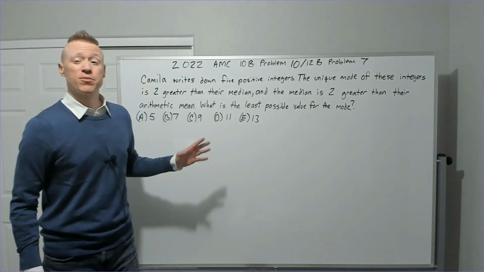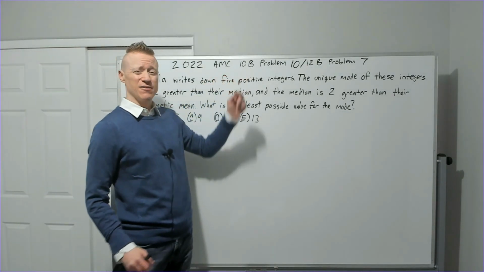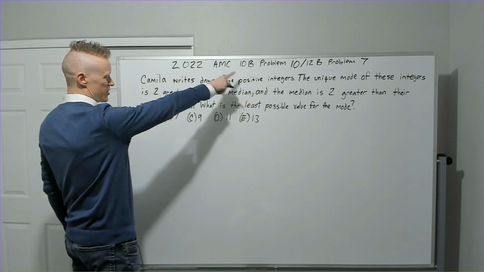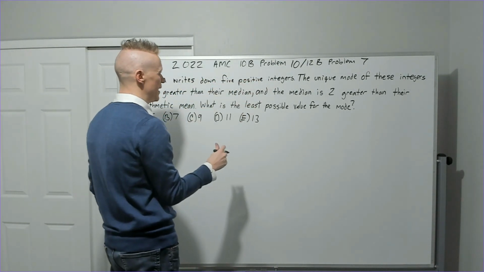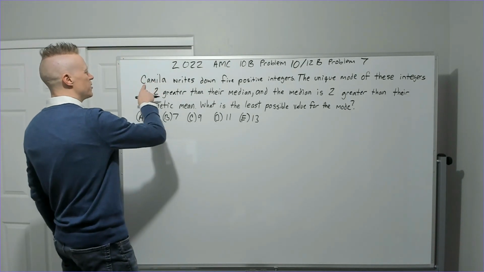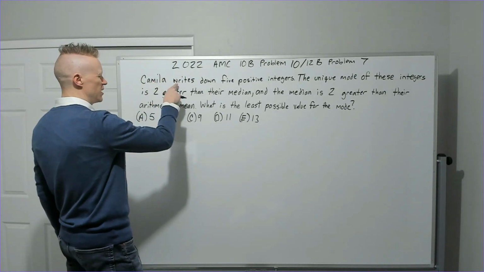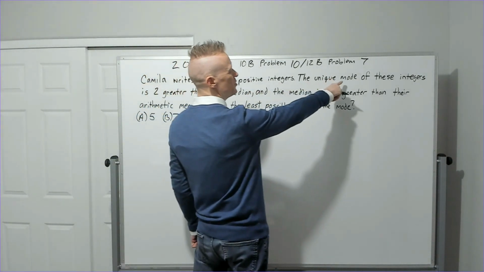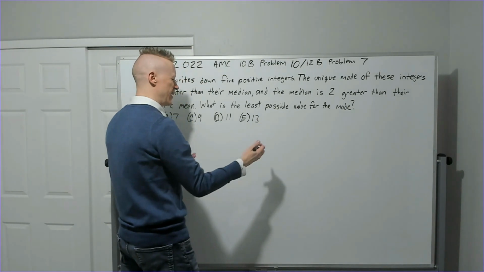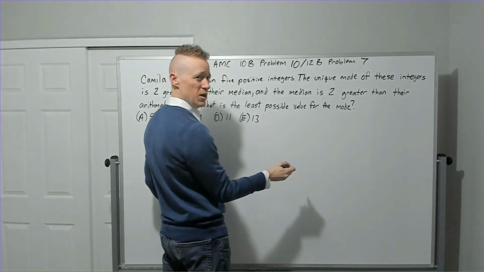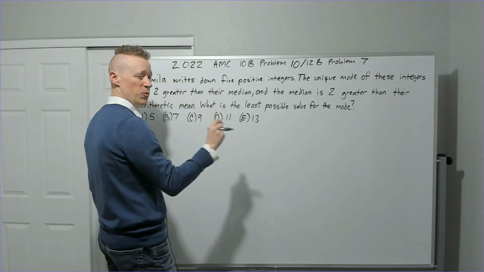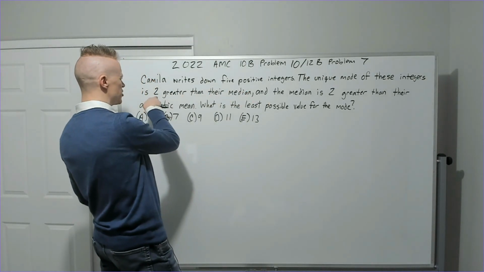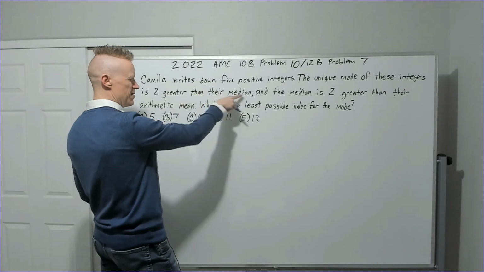And now the last problem of this rapid fire set for the 10B, but it's also 12B problem 7, and we're talking about the 2022 AMC contest. Camilla, I'm not sure how you pronounce it, writes down 5 positive integers. The unique mode, okay, we're going to get kind of confused here. Unique mode, okay, that means that there's only one. If you didn't know, there can be more than one mode. Of these integers is 2 greater than their median.